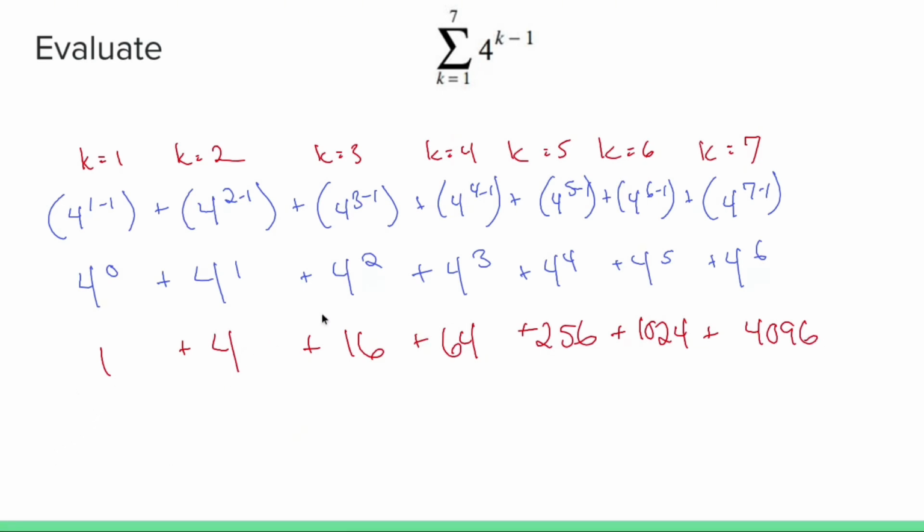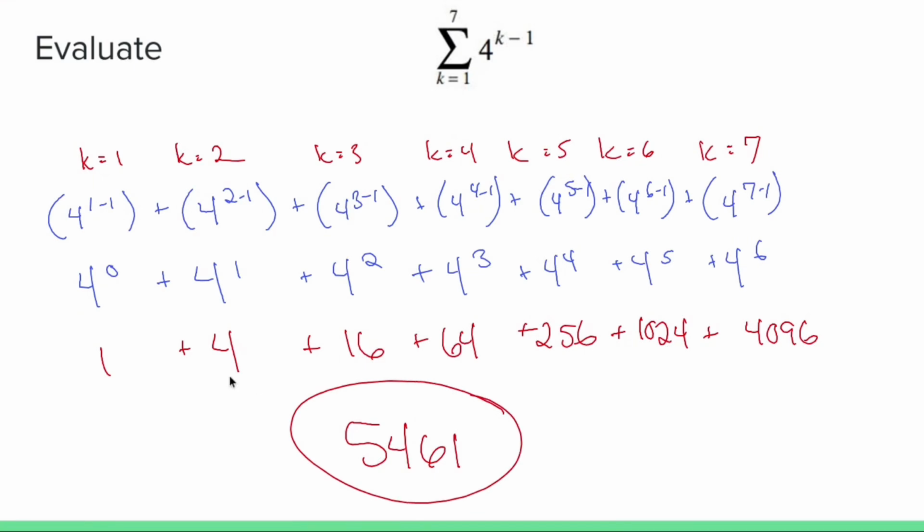1 plus 4 plus 16 plus 64 plus 256 plus 1,024 plus 4,096. 5,461, says Siri across the room. All right. So that's how you do it. Not the prettiest flower in the bouquet, but we got it.